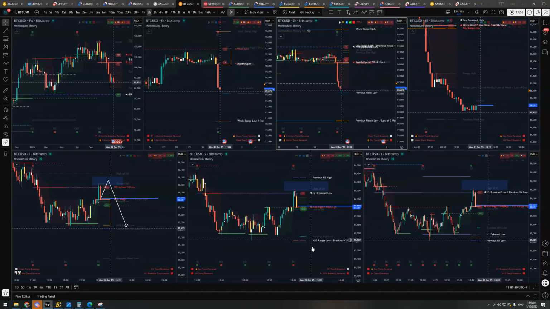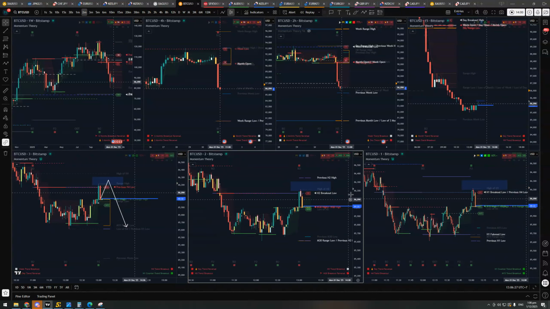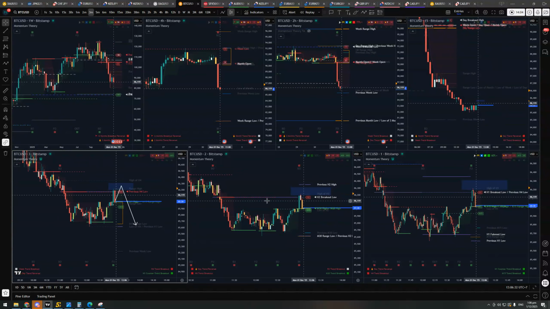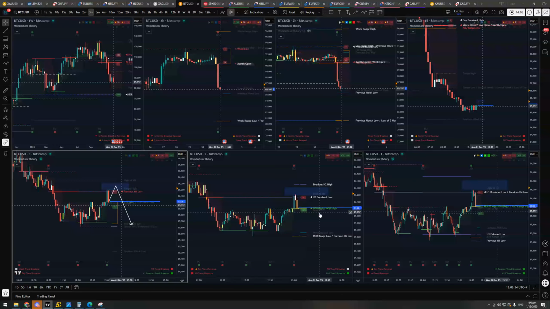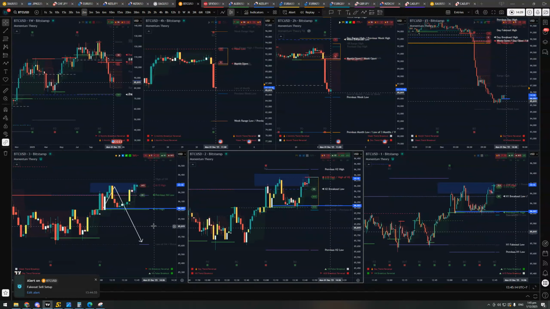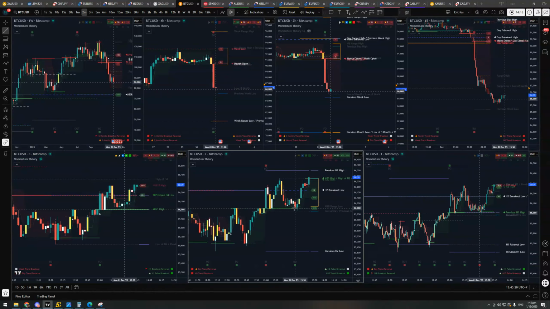I also would like to see that 30-minute rejection at the top. Just going to mark this off. If it gets back up. It's not ready yet, but let's see. Okay, it's setting up nicely. We have a breakout bar on the M30. Pushes that M30 breakout level here.